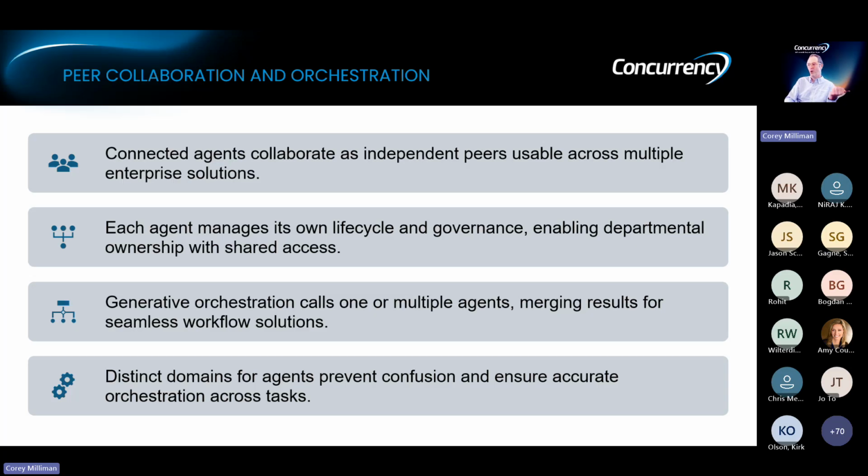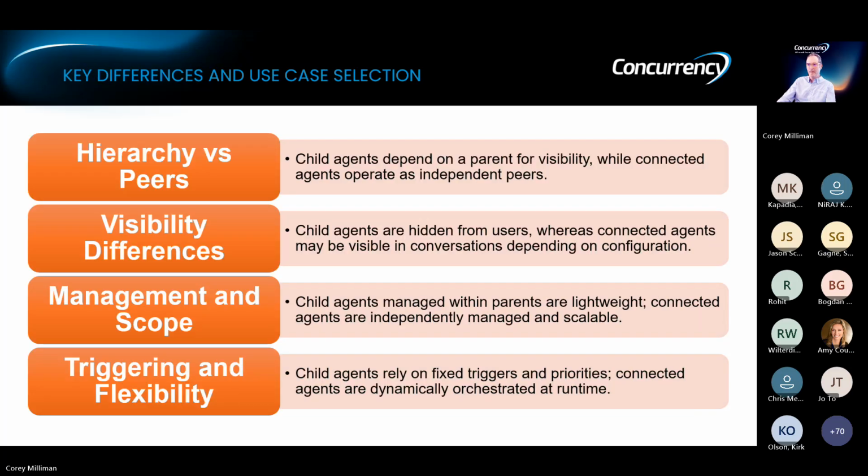And today we're going to go over HR and IT so that we can show how orchestration happens across those different domains. And so how the agent can select the right domain without having to confuse the user. So this is peer collaboration. And different key differences. So we'll go through this in the interface as well as we build these out.